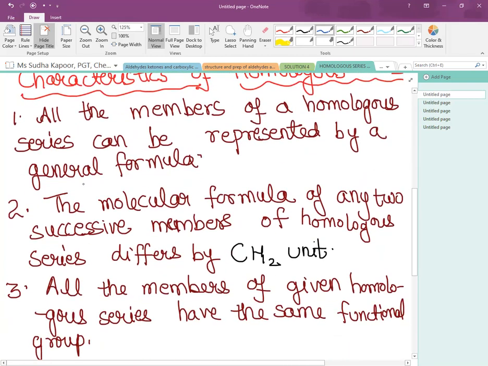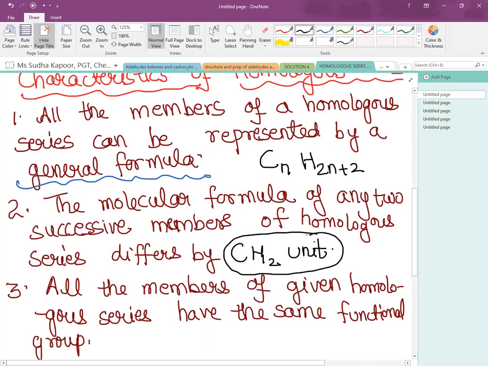All the members of a homologous series can be represented by a general formula. For example, in case of alkane, that is single bonded, the number of carbon and hydrogen are always related to each other by a formula. If the number of carbon is n, then the number of hydrogen is 2n plus 2. So all the members of the alkane series will follow the same formula and they all will have a difference of 1 carbon and 2 hydrogen between the adjacent members.